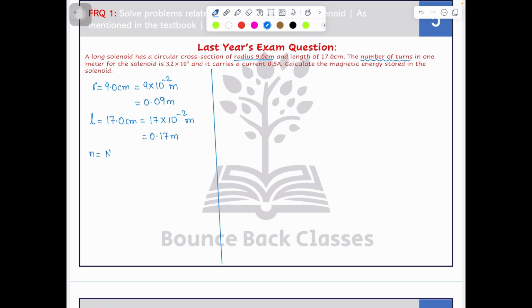Okay, the number of turns in 1 meter, small n, is equal to capital N by L. Okay, this is a different case. Okay, for the solenoid, your value is 3.2 times 10 raised to power 3. Okay, and it's a number, there is no unit, and it carries a current. Okay, current is given, I is equal to 0.5 ampere. Calculate the magnetic energy stored in the solenoid.